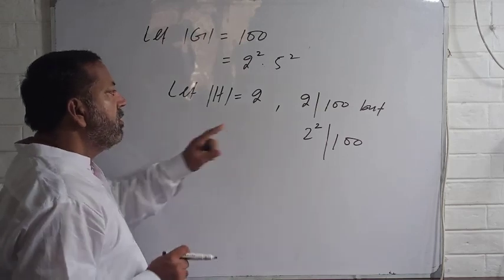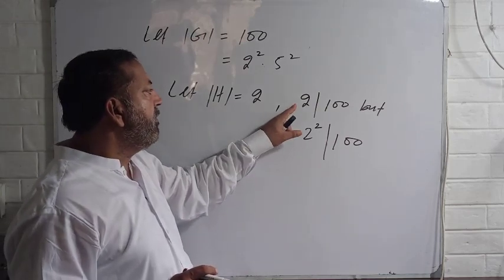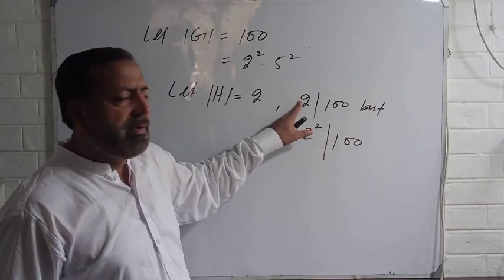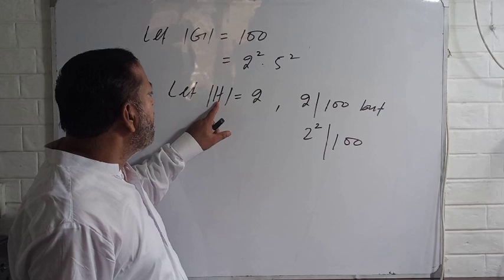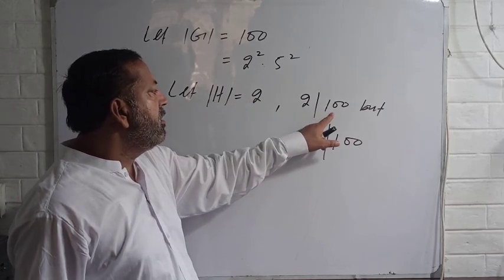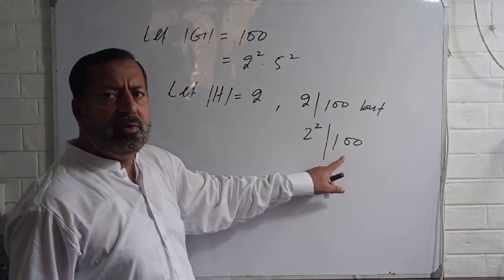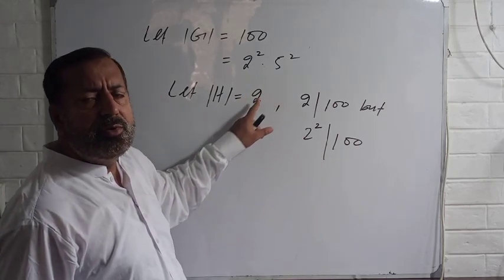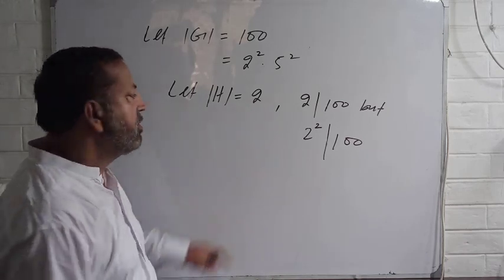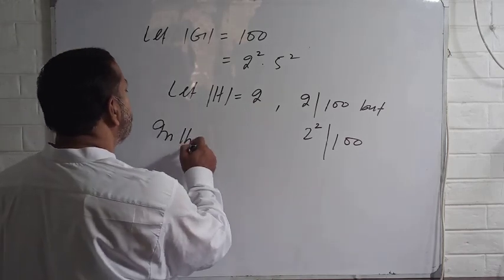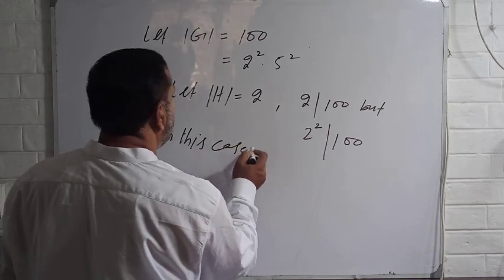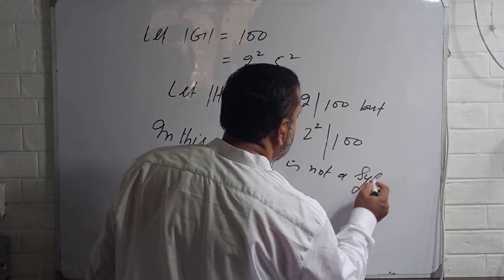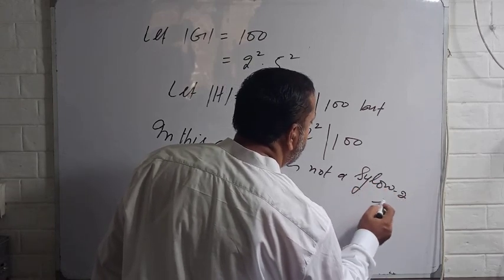Hence, we have the definition that if 2 divides 100, then 2 square and no higher power of 2 should divide 100. But here, if order of H is 2, then 2 divides 100, and also 2 square divides 100. So this means that there does not exist any Sylow-p subgroup of order 2. Hence, in this case, H is not a Sylow-p subgroup.